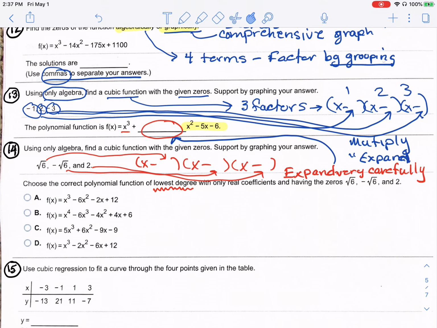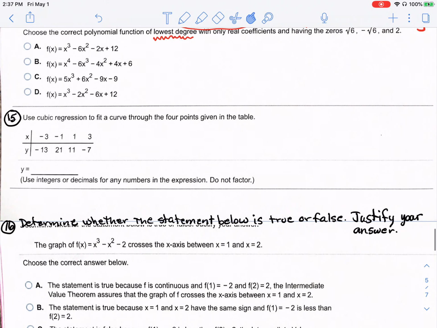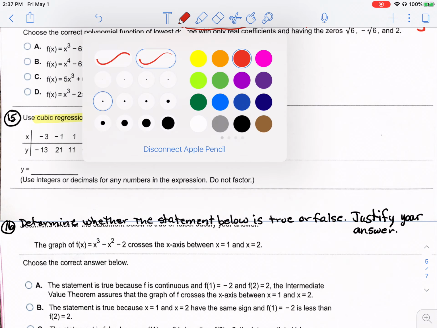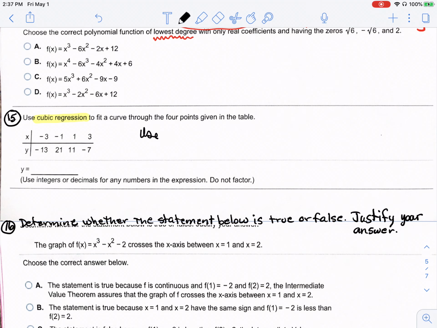All right. Number 15, use a cubic regression. So I made a video on regression equations in Desmos. When you go into Desmos, this time you're going to do a cubic regression. So you're going to enter your data. And if you want to see it in action, go ahead and pull that video back up. It's still posted.